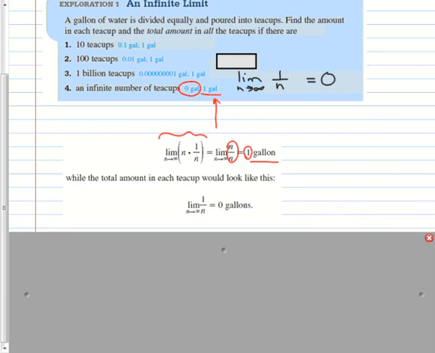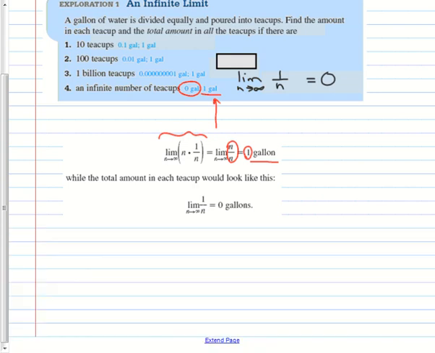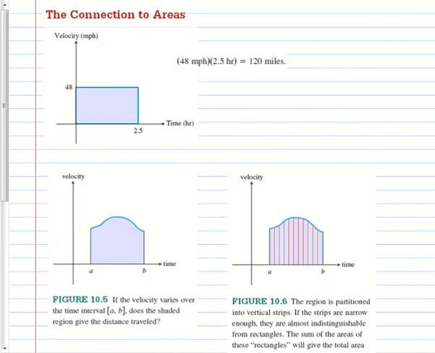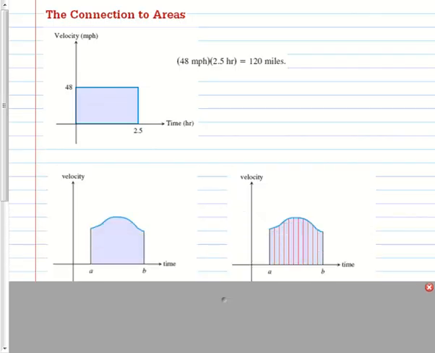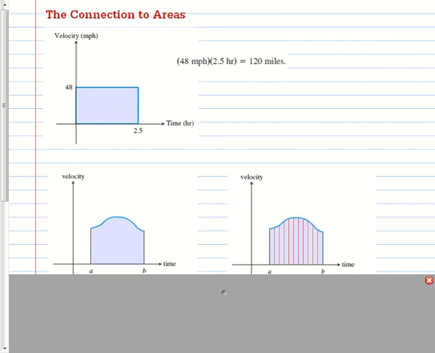But what is in each teacup? 0 gallons. Okay? But we're okay, because we're math people, so it's like, all right, I can believe that. Connecting area. This is what I was doing earlier. Connecting area is... let you see both. Constant 48, do it for 2.5 hours. We know 48 times 2.5 gives us 120, which exactly correlates to the area under here.